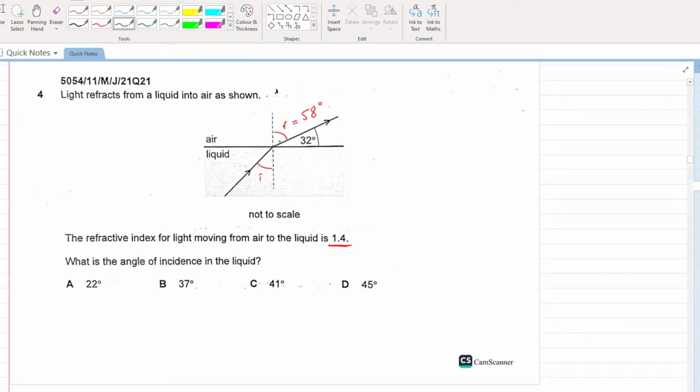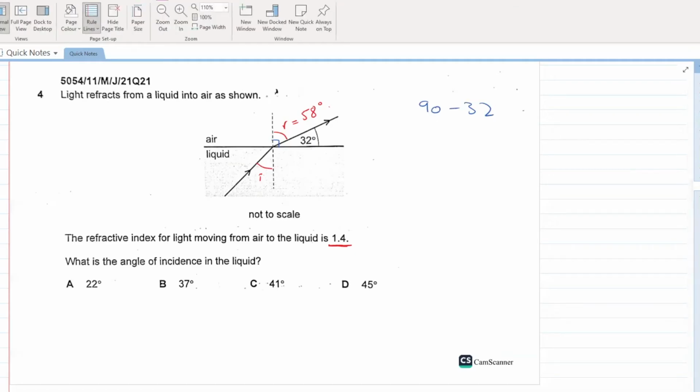This total angle is 90 degrees. 90 minus 32, if I place it in here, comes out to be 58. So 90 minus 32 is equal to 58 degrees, which is your angle of refraction. Now, how can I calculate the incident angle? Any ideas? Do you remember the formula for refractive index?